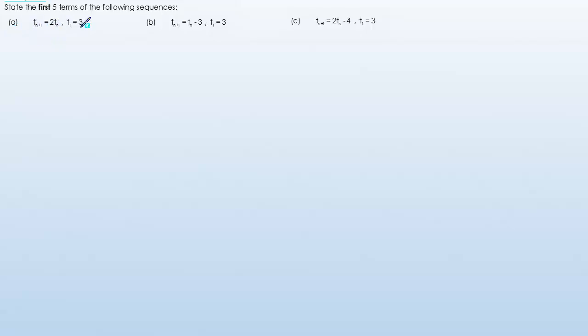Take the first 5 terms of the following sequences. Now I'll spend a bit of time with A, just to make things very clear. So what we've got here is that Tn plus 1 is twice Tn, and we're starting with T1 is equal to 3.